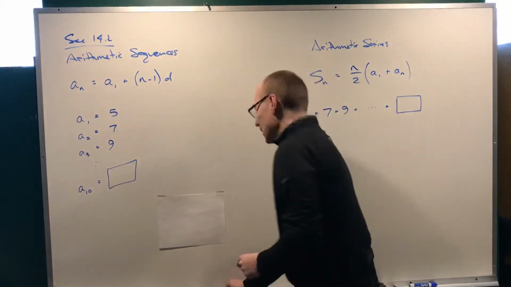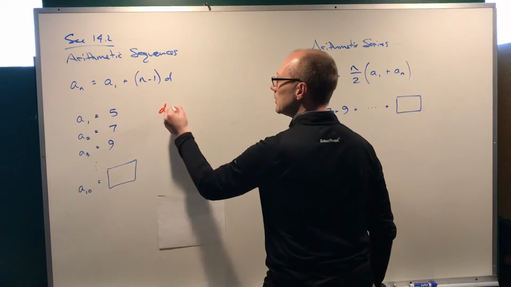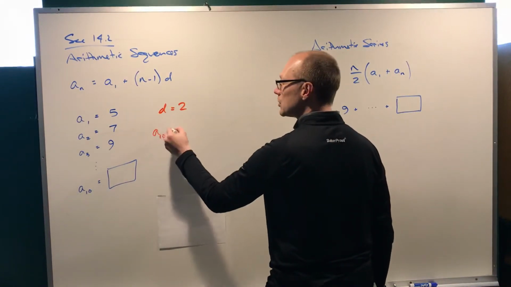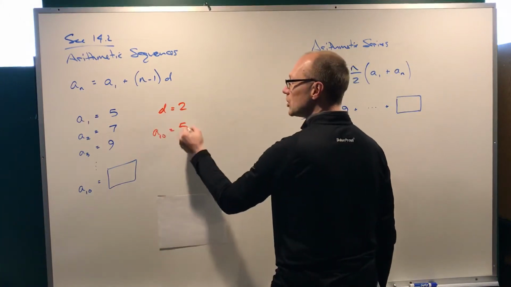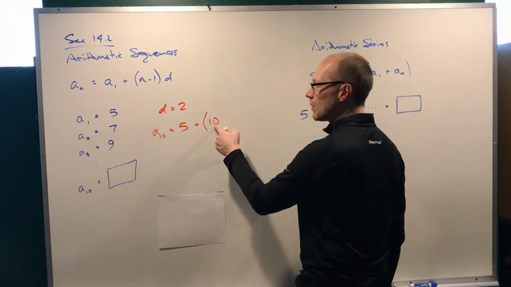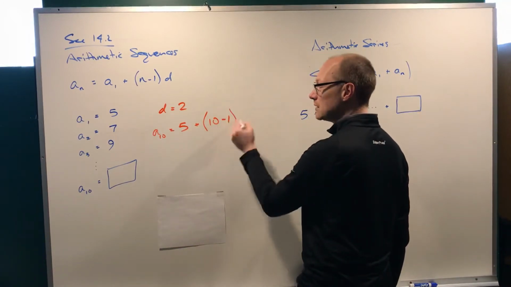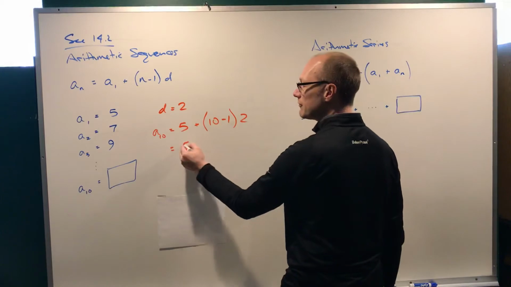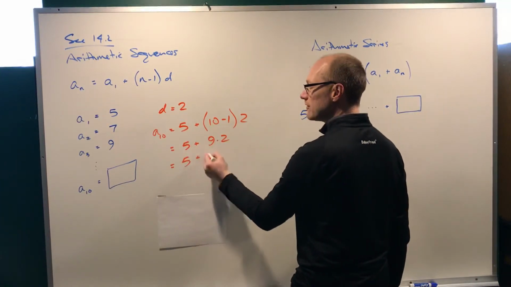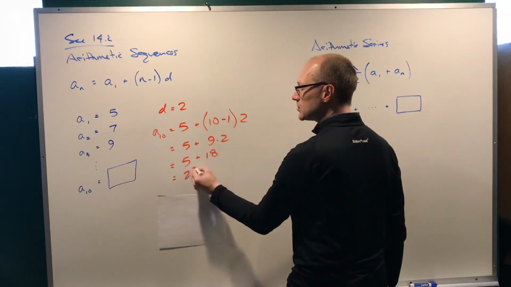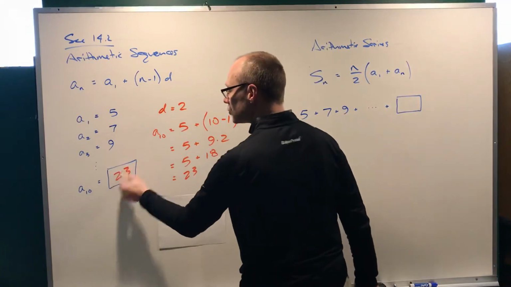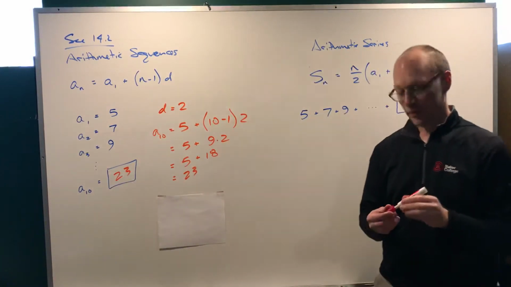So here my common difference is 2. To find my 10th term, it's going to be my first term of 5. How many steps have I already taken? 9, times 2. So this is going to be 5 plus 9 times 2. That's 5 plus 18, which is 23. So my 10th term is 23. That's how I build those sequences.